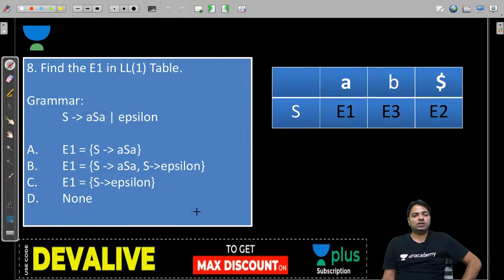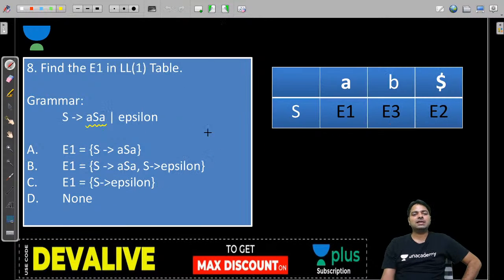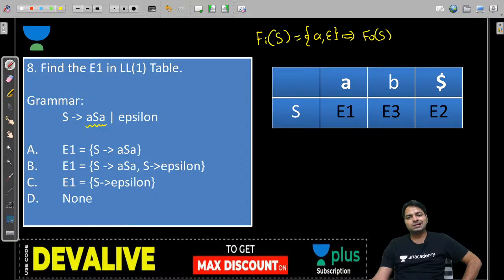Let's move on to the 8th one, which is almost the same. Now they are going to focus on E1, but the grammar is slightly changed, guys. Don't assume everything is the same. Here it is ASA, and previously it was ASB, so don't try to answer the same again. So now you have to compute first of S again. What is the first of S? A comma epsilon. Because of epsilon you need to compute follow of S, and follow of S is A comma dollar. So now you know this S comma A, that E1 entry is S derives ASA.